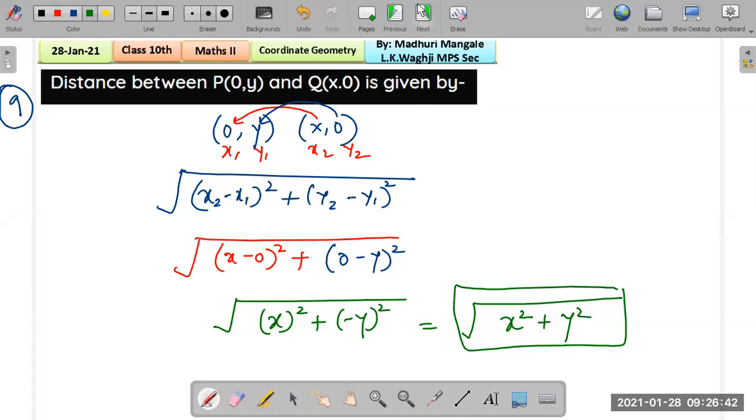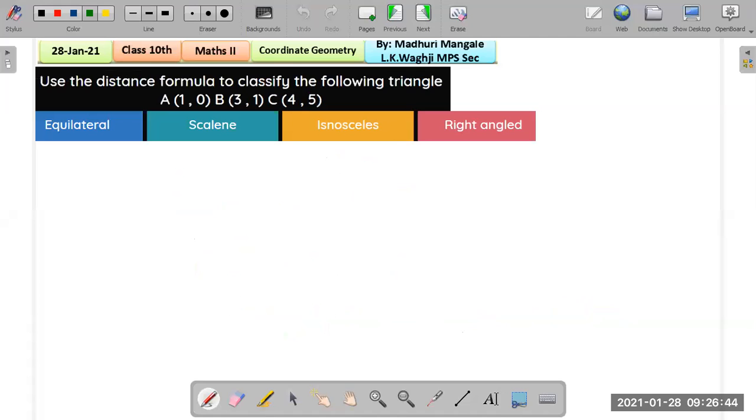Fine, and let's move to the last question, which is very important. This won't be for MCQ, but just for practice, just to make it interactive, I have kept it as MCQ. Okay, use the distance formula to classify the following triangle. So this is a triangle ABC, and we have to check if it's an equilateral, scalene, or isosceles triangle.